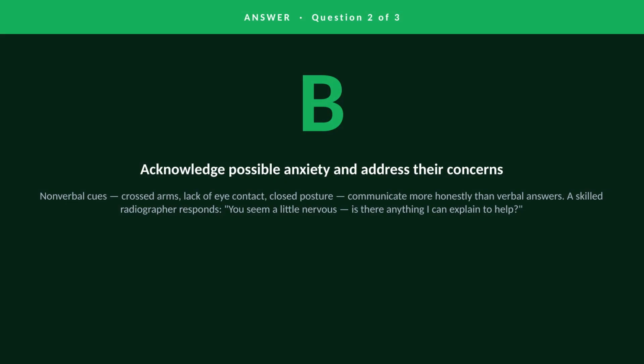The answer is B. Acknowledge possible anxiety and address their concerns. Crossed arms, avoided eye contact, and one-word answers while saying, "I'm fine," is a textbook example of nonverbal communication contradicting verbal communication. A skilled radiographer responds to the nonverbal signals.